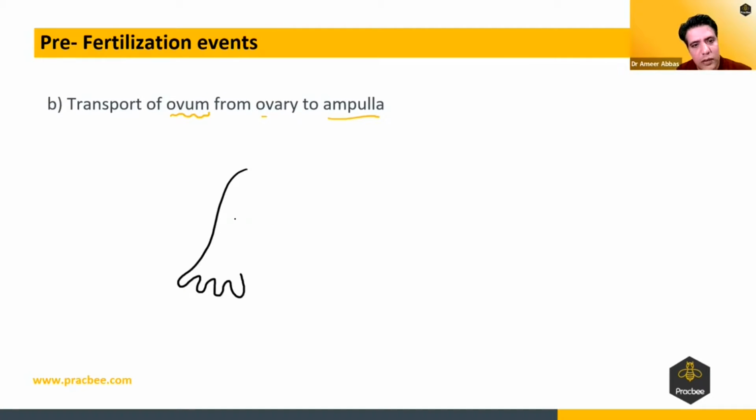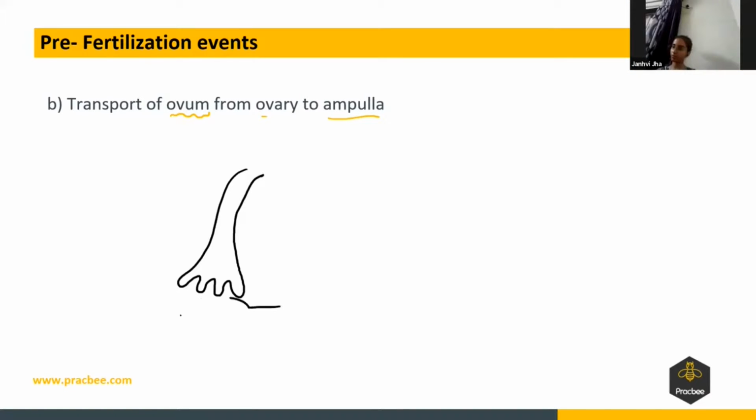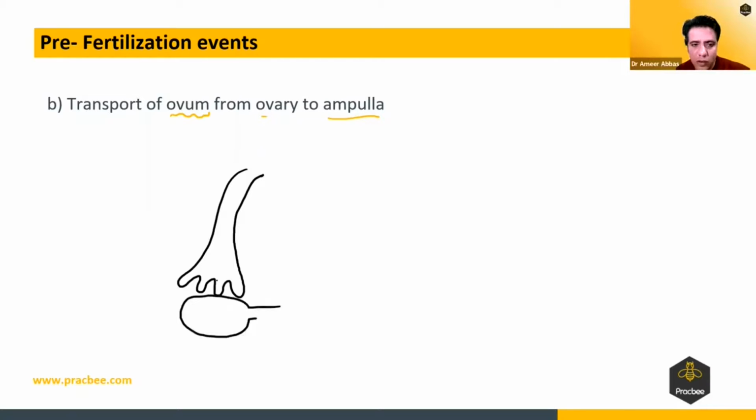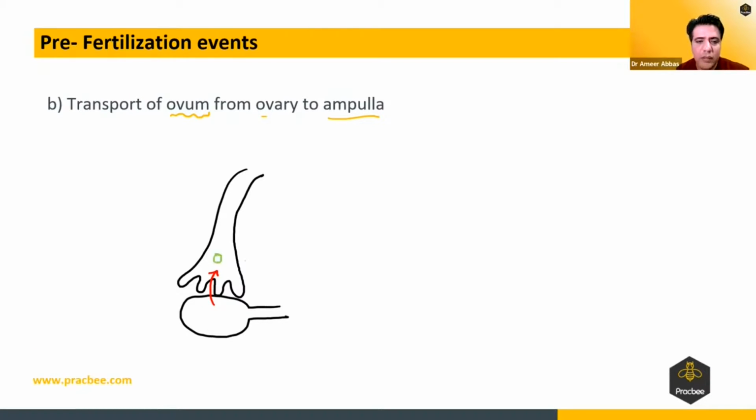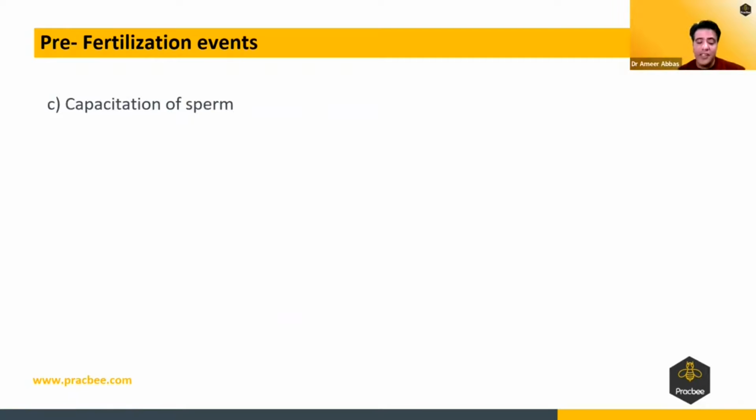This is what? Fallopian tube. This is what? Ovary. And it is releasing the ova, and this ova will be transported with the help of membrane and ciliated epithelium to this junction. This junction will be known as the ampulla isthmus junction, or that may be ampulla. Okay, the second event is transport of ovum from ovary to ampulla. Now the third is very important.